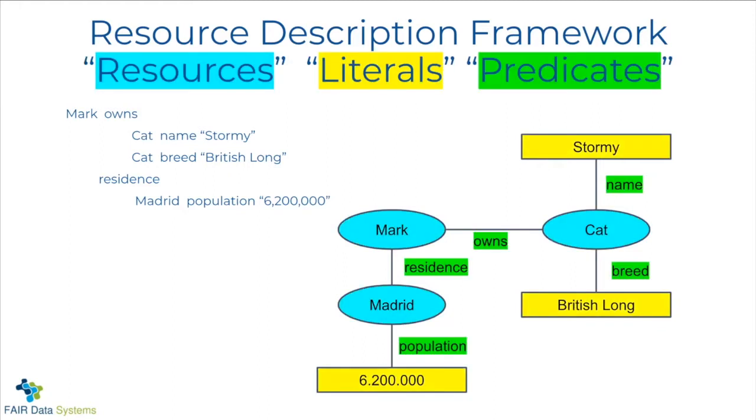And what we call these different components are resources and literals and predicates. So the blue things are the resources, the predicates are the green things, the connections, and then the literals are where the actual data is. So literally the word Stormy, and literally the word British Long, and literally the number 6.2 million.